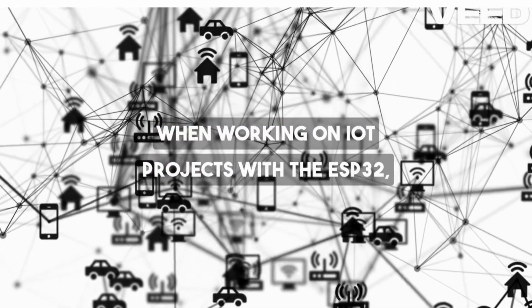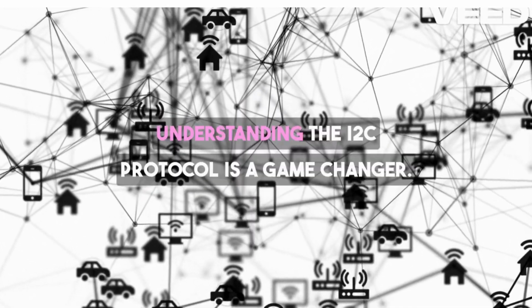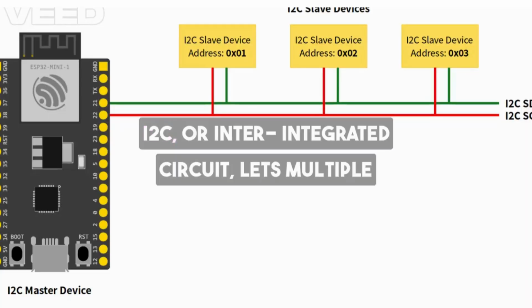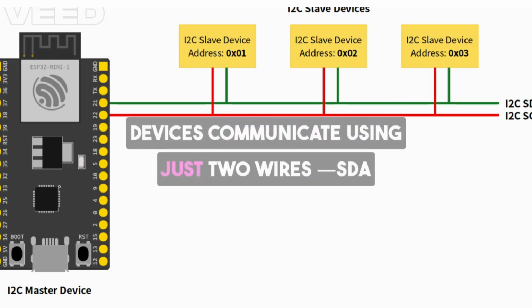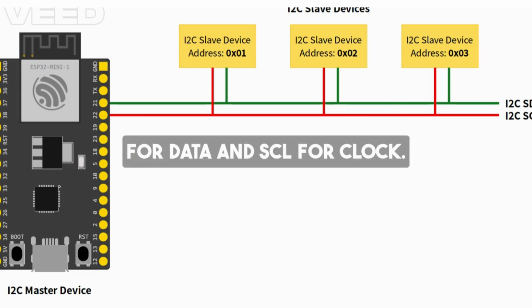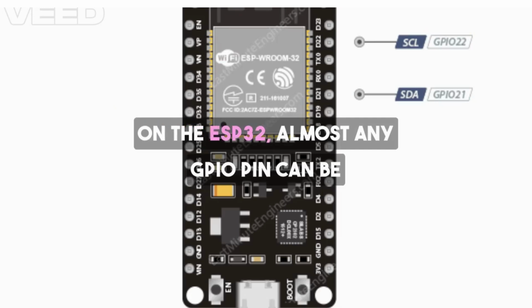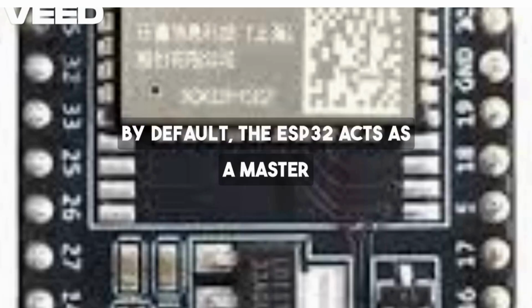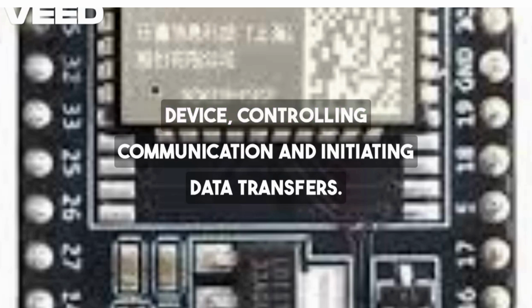When working on IoT projects with the ESP32, understanding the I2C protocol is a game changer. I2C, or Inter-Integrated Circuit, lets multiple devices communicate using just two wires, SDA for data and SCL for clock. On the ESP32, almost any GPIO pin can be used for I2C, thanks to its flexible pin mapping. By default, the ESP32 acts as a master device, controlling communication and initiating data transfers.